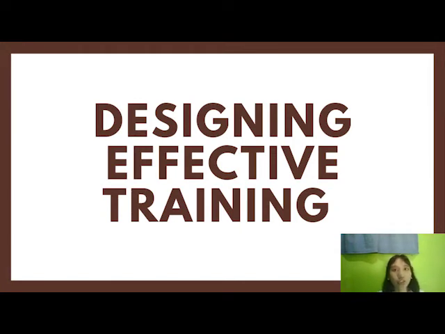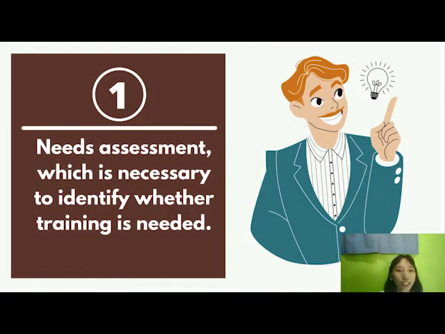It is composed of 7 steps or processes. The training design process refers to a systematic approach for developing training programs. Now let us proceed with the 7 steps included in the training design process. The first step is needs assessment, which is necessary to identify whether training is needed. The first step focuses on determining the training needs. Since there are several training methods, an organization must be able to determine what kind of training is needed. But before that, we must first determine whether or not training is needed.